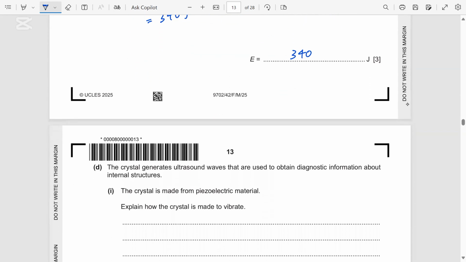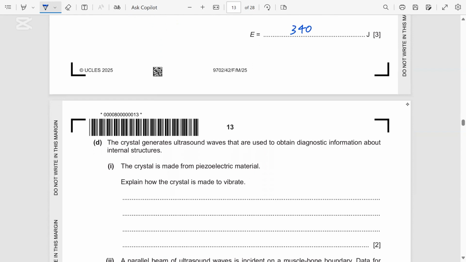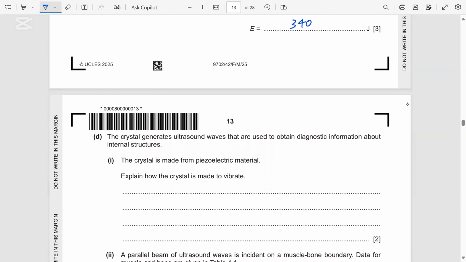Generates ultrasound waves that are used to obtain diagnostic information about internal structures. The crystal is made from piezoelectric material. Explain how the crystal is made to vibrate. So what happens is that there is some alternating potential difference which is being applied to the crystal. And when you apply this, that causes the crystal to distort, right? And that causes vibrations of the crystal.